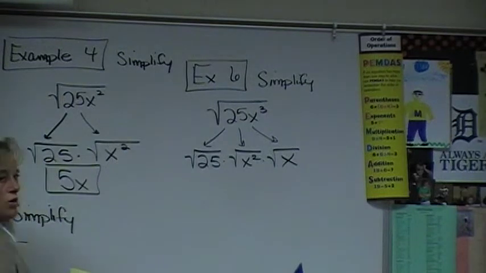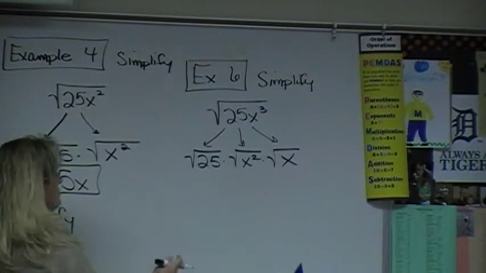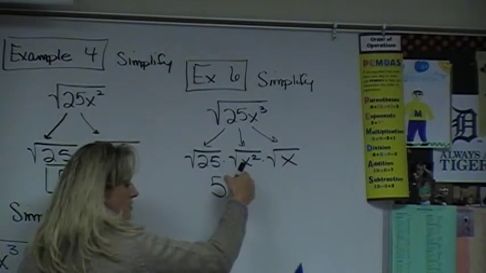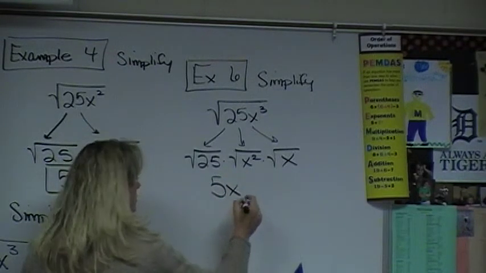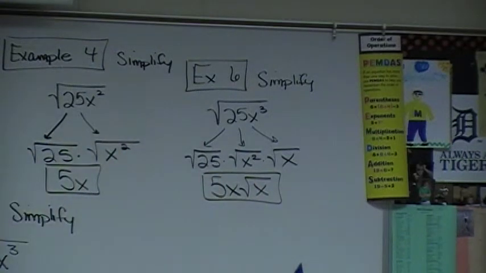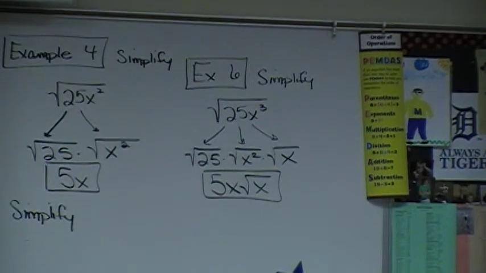Good. Which ones are perfect squares? 25. Right, what's the square root of 25? 5. And the square root of x squared? X. And what's left? Square root of x. Awesome, you guys are awesome. All right, okay, we're done with this part. Let's move on to the next part. The next part's taking this property and reversing it now. Now I'm going to give you separate radicals and ask you to multiply them together to get the product of the square root of AB.